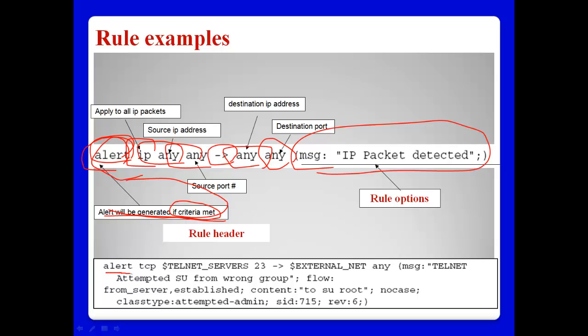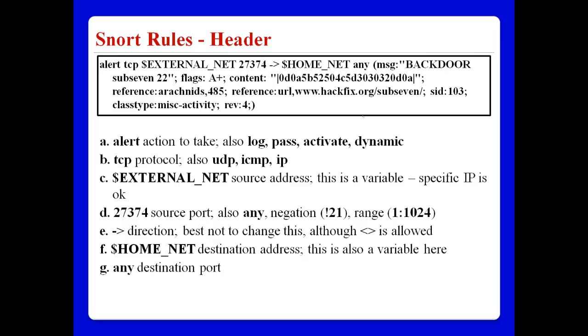This is an example also. Alert TCP, the external network is a kind of variable, then the port number, and the home network, and this is the Snort header. And from message here to here, this is the Snort rule options. Okay, at first let's check the Snort rule header.